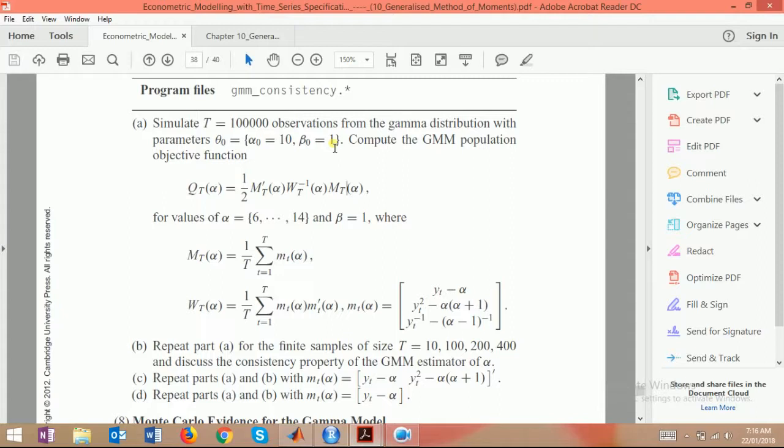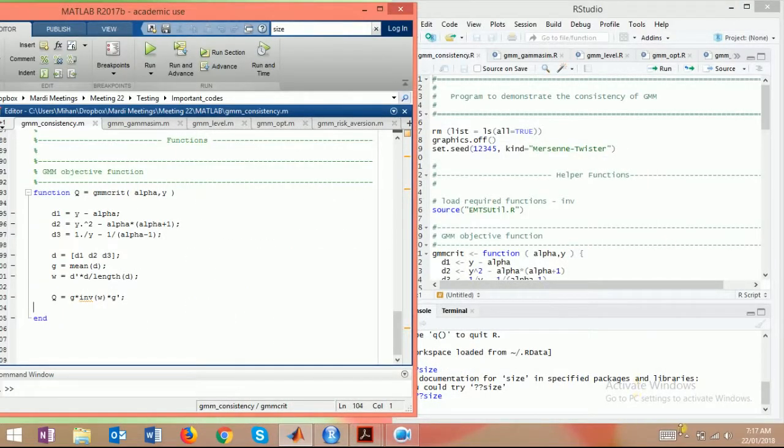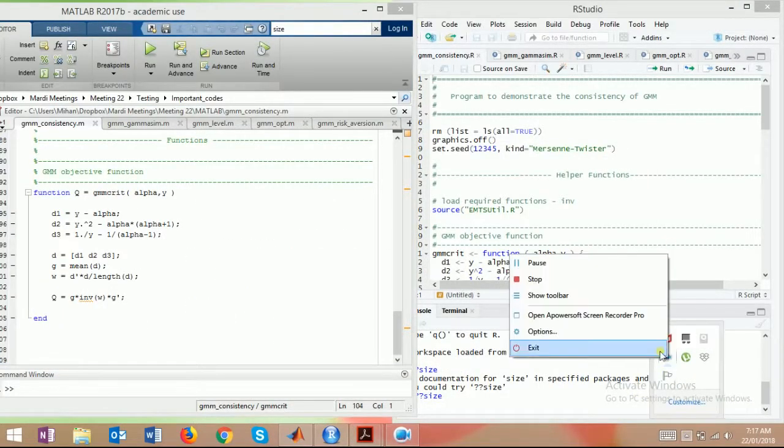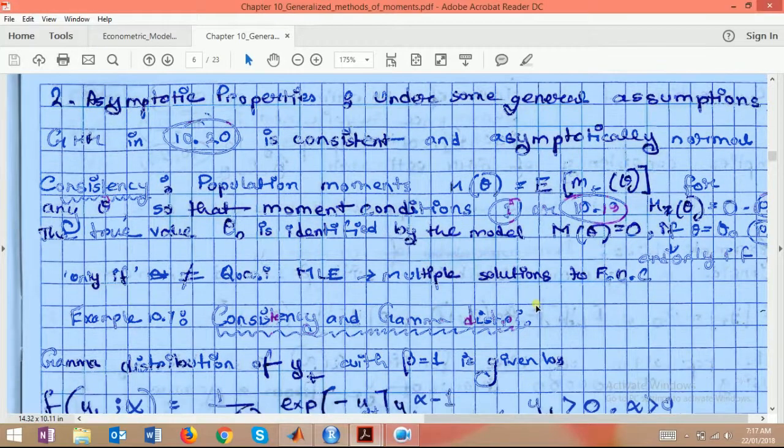Now in this problem we simulate 100,000 observations from the gamma distribution, where the initial parameters are given to us. We need to compute the GMM population objective function using this weight matrix and M. We know the weight matrix is alpha 1 by y, 1 by alpha minus 1. This is familiar to us. Basically this consistency problem was also discussed earlier.